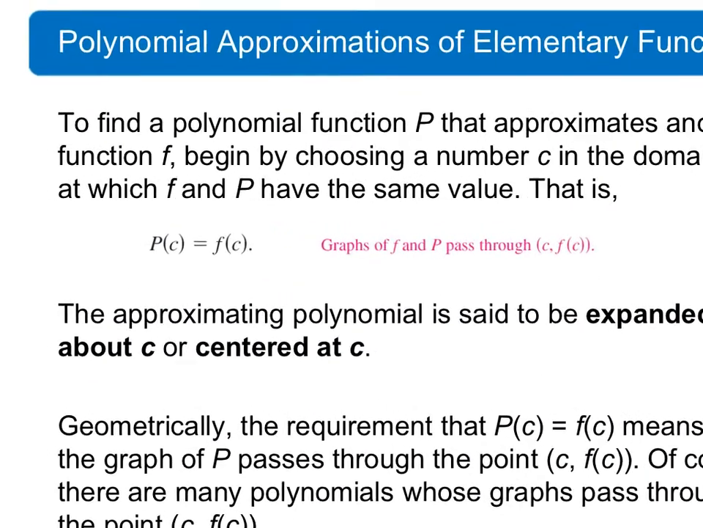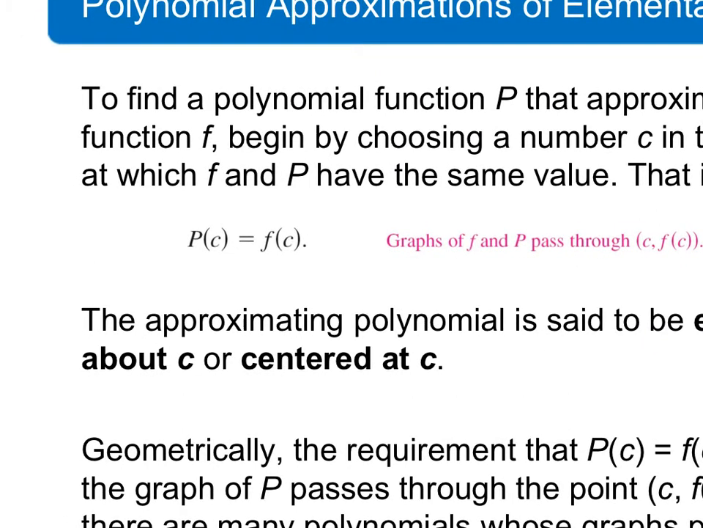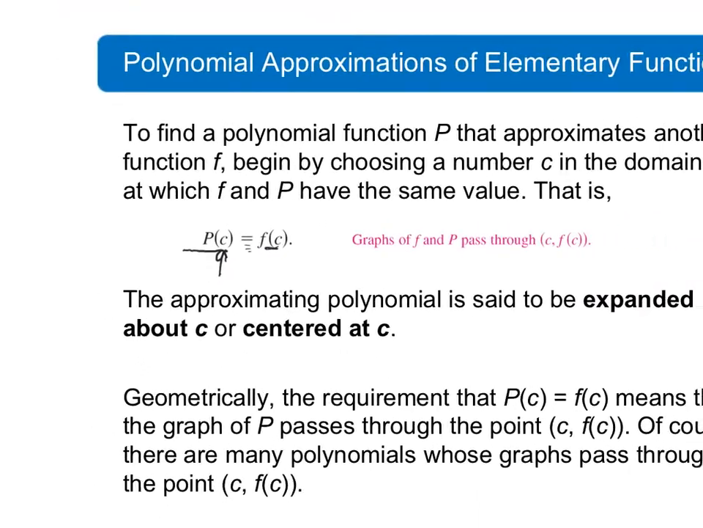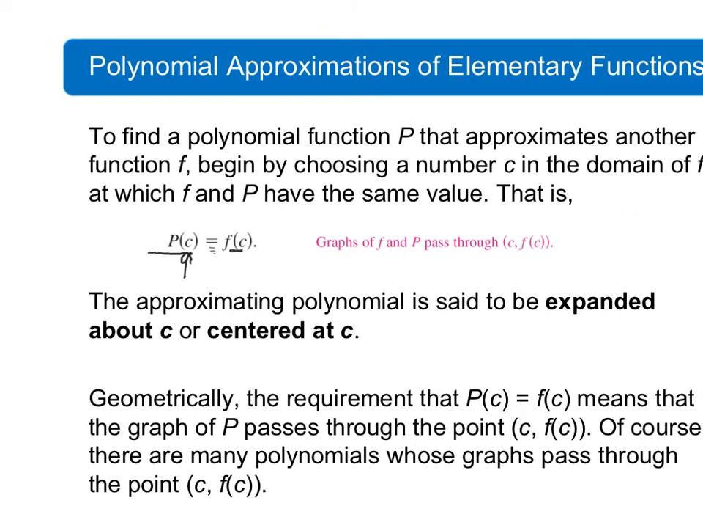Now, right off the bat, the polynomial that we're creating, evaluated at some c, we would love it to be equal to f of c. But in essence, only a certain part of it will be true. The approximating polynomial is said to be expanded about c. You're expanding a polynomial around the center that you really care about.